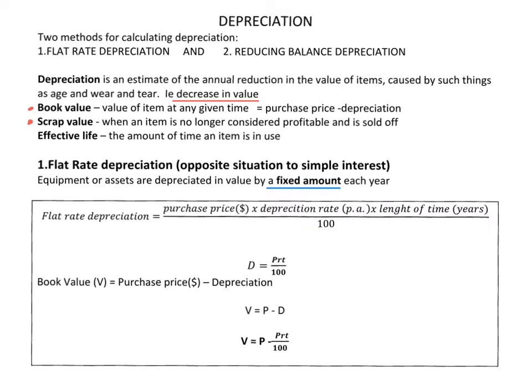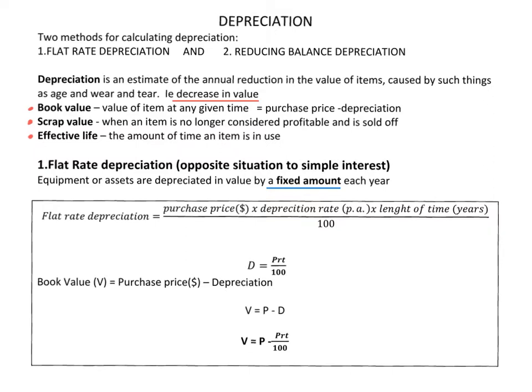And therefore, the effective life of something is the amount of time that it's in use. So if you think about a smartphone, the effective life of most smartphones is probably about 4, maybe 5 years, depending on whether you change the battery. But these are terms that we need to be on top of for the next two exercises.